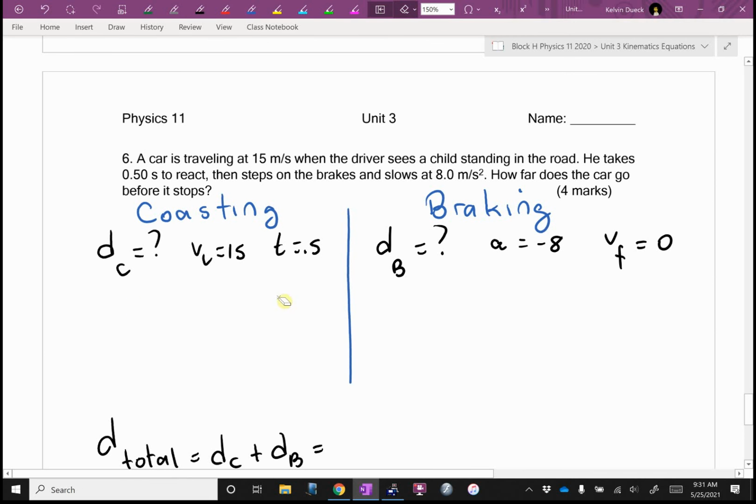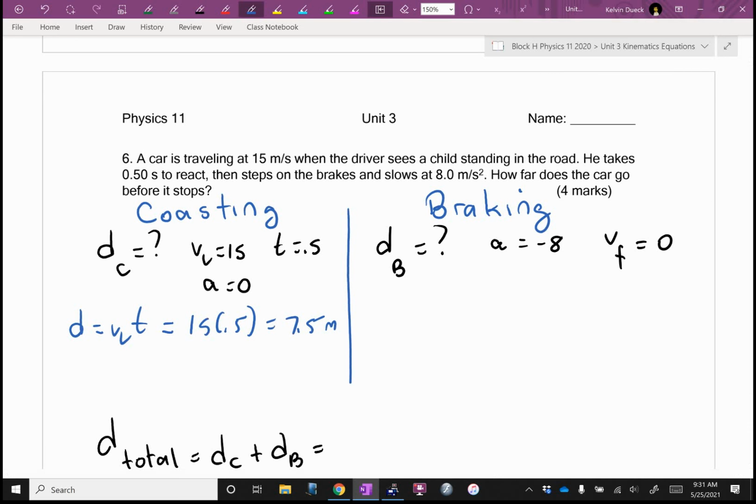Who remembers what our clever aha moment was when we're coasting if we're going at a constant speed? If we're not accelerating, what is that exactly as a number? A equals 0. And so we end up with this. D equals VIT. The half AT squared vanishes, which is going to be 15 times 0.5. I can do that in my head. 7.5 meters. Travel 7.5 meters before slamming on the brakes.